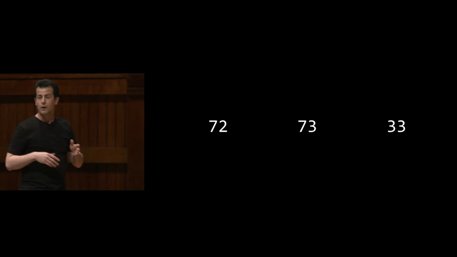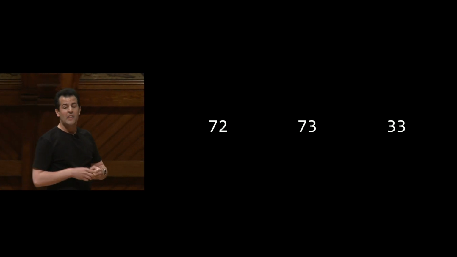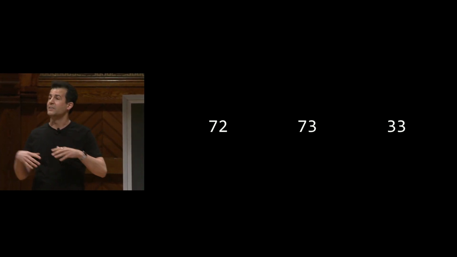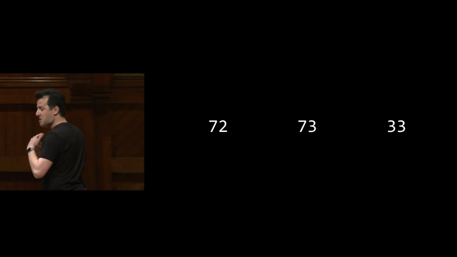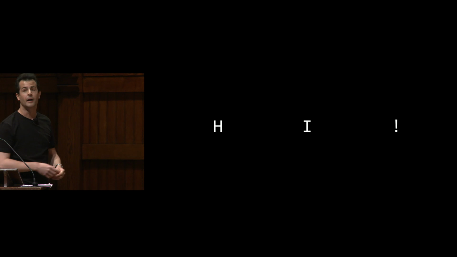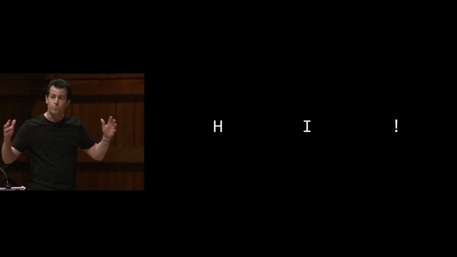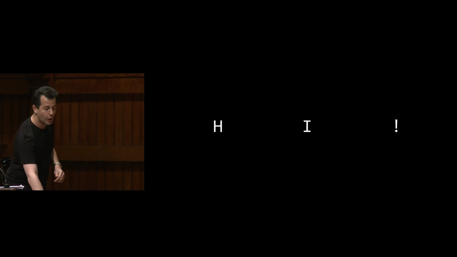72, 73, 33. Well, it turns out that humanity just decided some time ago that this number 72 in the context of an email or Microsoft Word or the like is just going to be known as representing the letter H followed by I followed by exclamation point. An arbitrary mapping, but one we humans all agreed upon some time ago.